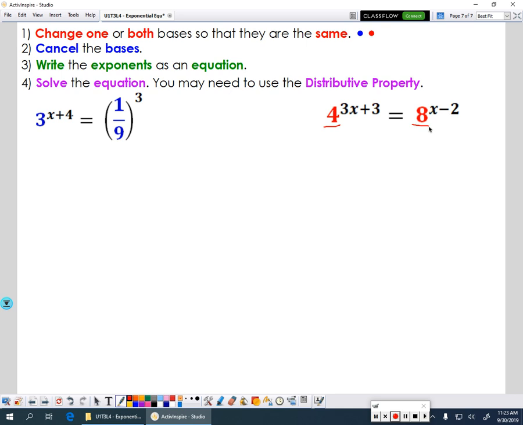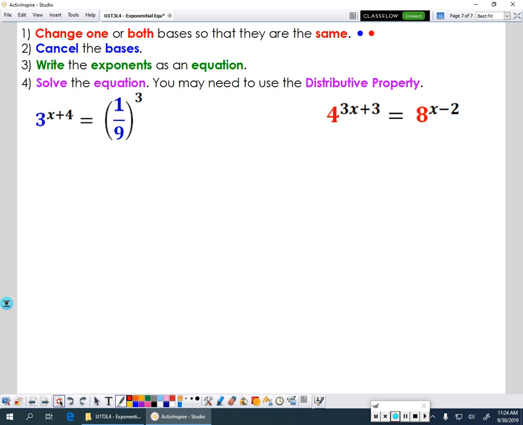And we need to have the same base. A lot of kids would say, oh, well, we can just turn an 8 into a 4. But we actually can't do that, because if you think of our powers of 4, 4 to the 1st power is 4. 4 to the 2nd power is 16. Okay? So we can't use our power of 4 here.